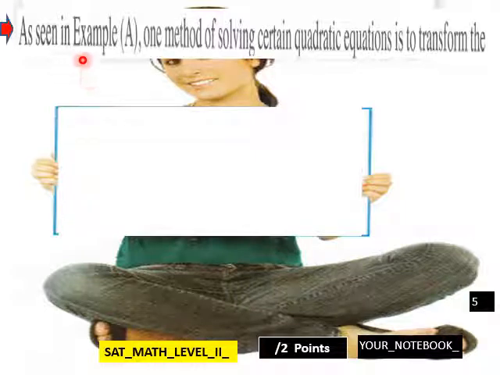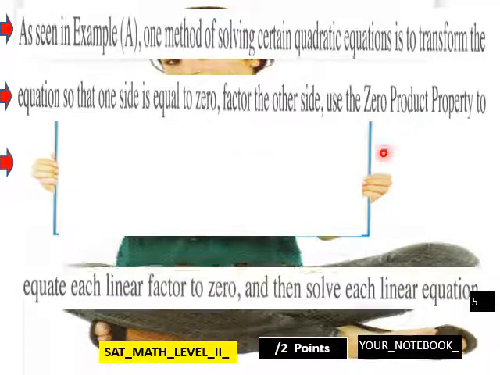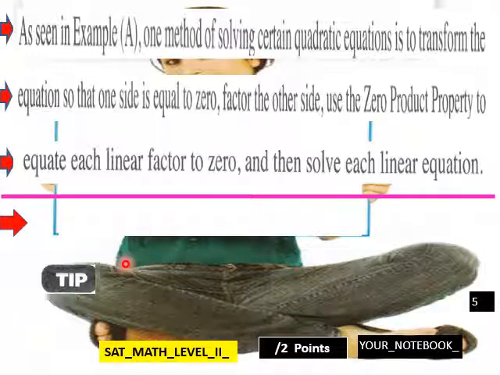As seen in example A, one method of solving certain quadratic equations is to transform the equation so that one side is equal to 0, factor the other side, use the zero product property to equate each linear factor to 0, and then solve each linear equation.